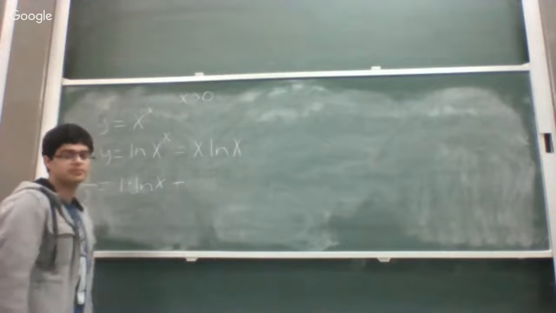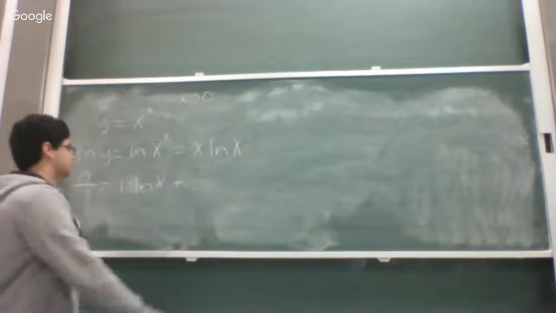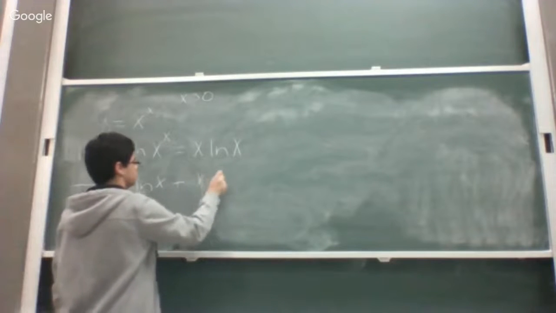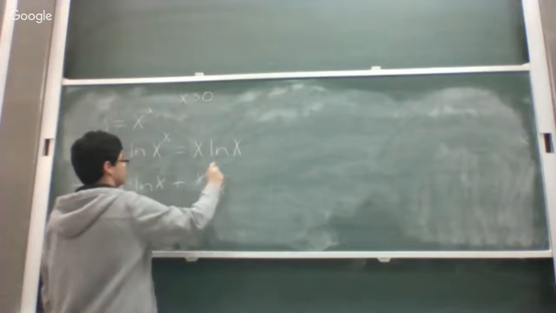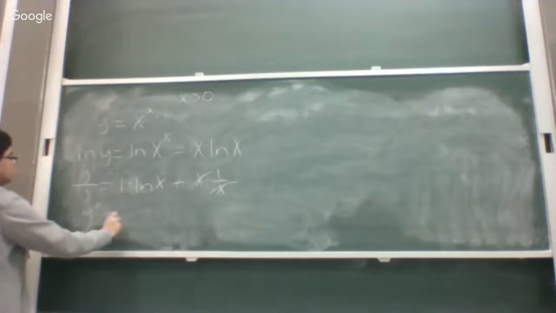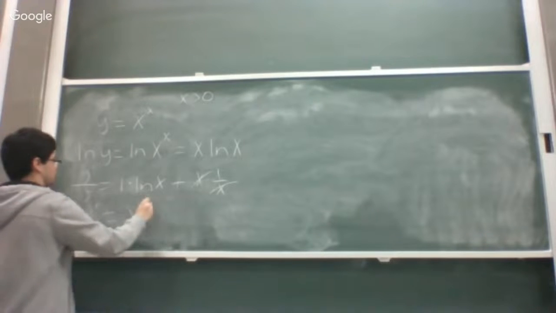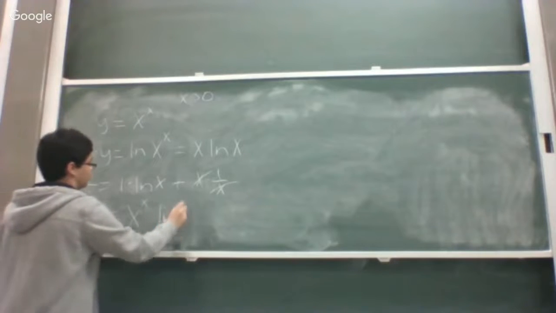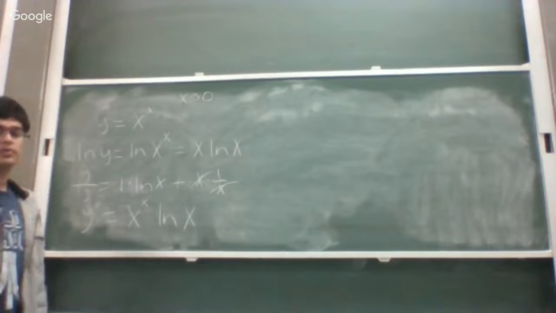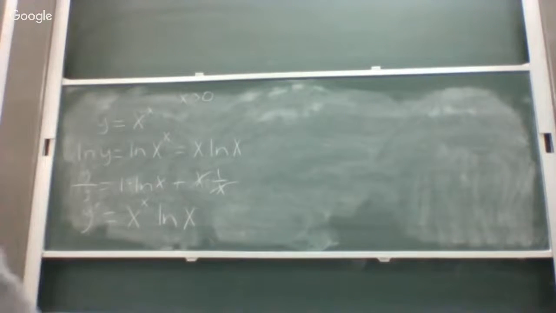Plus what? X divided by x. So then these go away. So y prime is equal to y again, because we bring that to the right side. x to the x times the natural log of x plus 1.